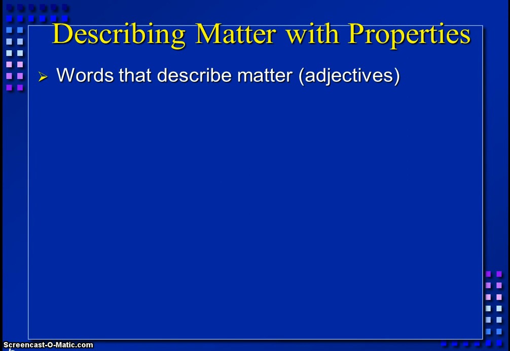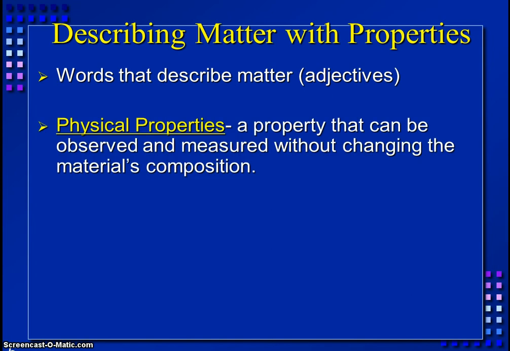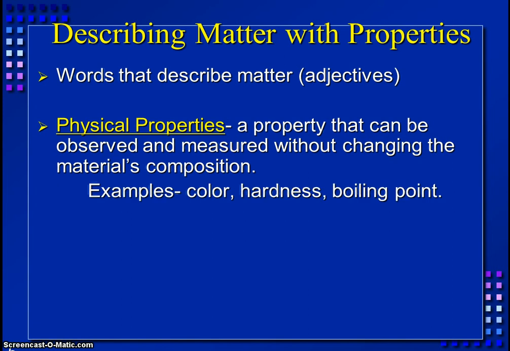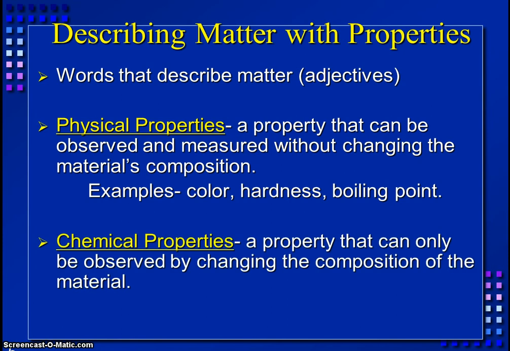To describe matter, guys, we tend to use the word property, which is just adjectives and descriptive words. So we have physical properties and we have chemical properties. Physical properties are those that can be observed or measured, and you do not change the material's composition. You still have the same substance with the same identity. Some examples of physical properties would be color, boiling point, hardness or density of matter. Whereas chemical properties can only really be observed when the material is being changed, like during a chemical reaction, or a chemical change.